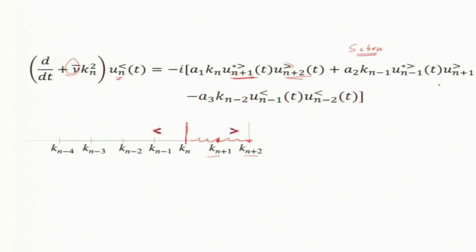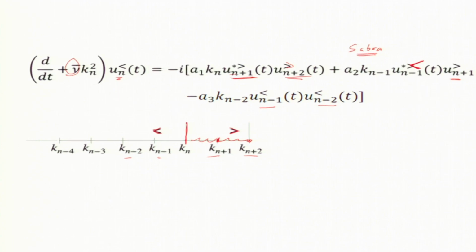Here one is greater and one is less. This is a typo, this should be less, and this is greater, right? n minus 1 is less, greater, and n minus 1 and n minus 2 both are less. So we do this coarse graining.